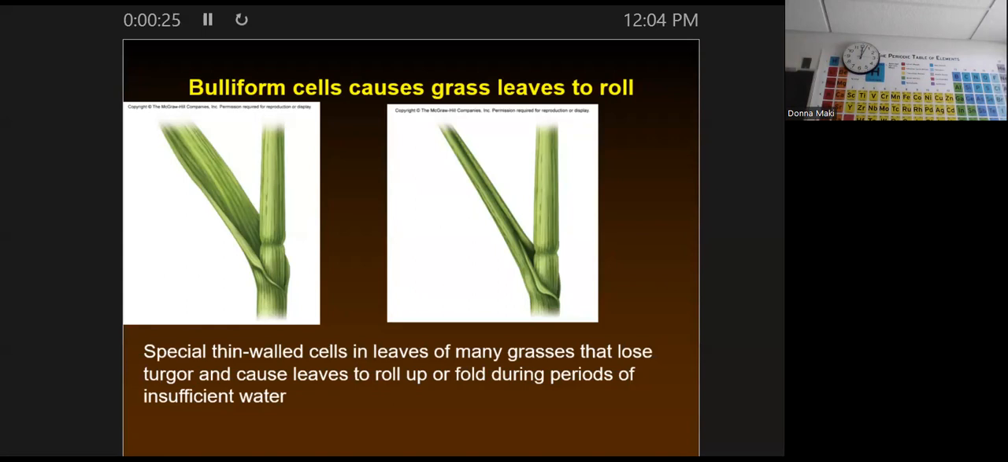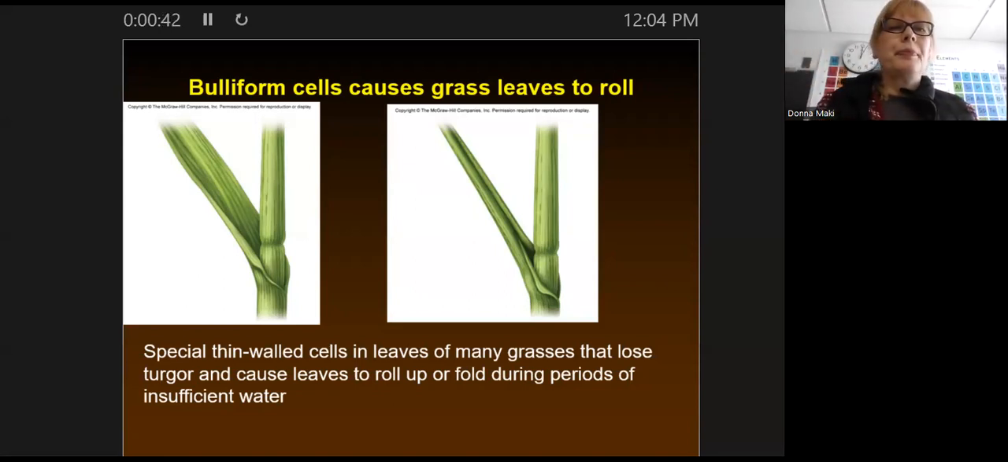I think we left off here, looking at the idea that grasses in particular have this way of rolling up their leaves to decrease the dehydration risk when they're undergoing drought episodes.